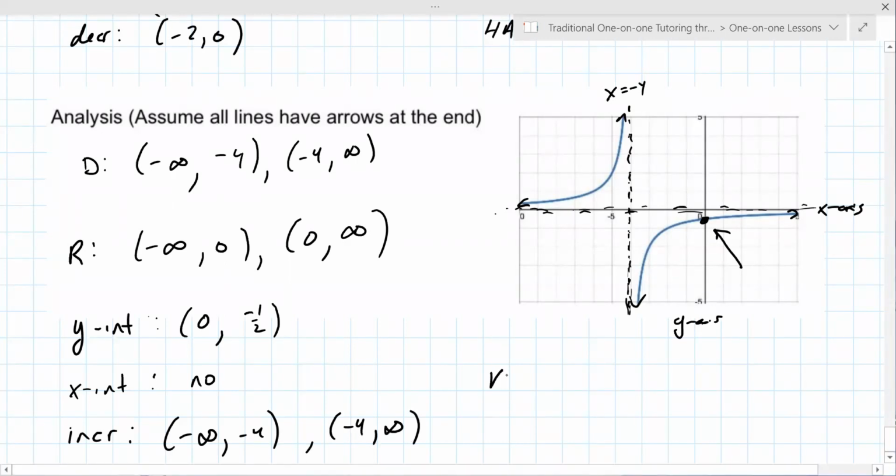This one does have a vertical asymptote at x equals -4. That's right here. And it's got a horizontal asymptote at y equals 0 because it approaches it at the end.